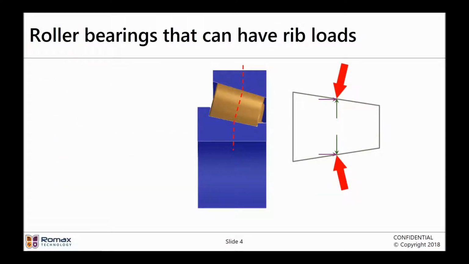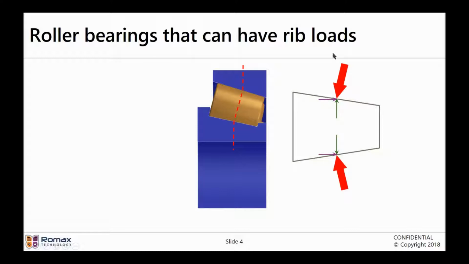So first of all, what bearings can have rib loads? Tapered roller bearing, anytime it's loaded, has to have a rib load, and it just deals with the basic geometry. Anytime I have a load on the outer race, it is applied normal to the roller from the surface of the raceway. So it's applied normal and it's reacted normal.